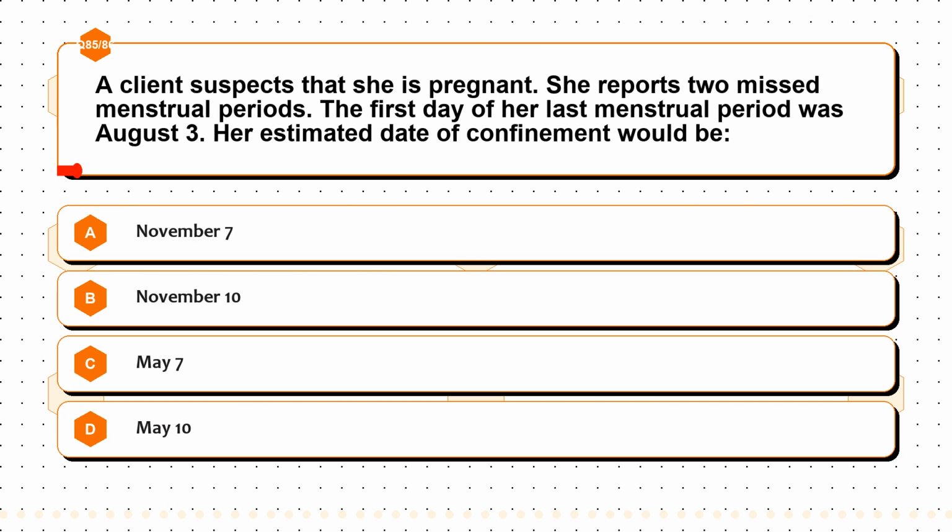Question 85. A client suspects that she is pregnant. She reports 2 missed menstrual periods. The first day of her last menstrual period was August 3. Her estimated date of confinement would be, here are the options. Option A, November 7. Option B, November 10. Option C, May 7. Option D, May 10.